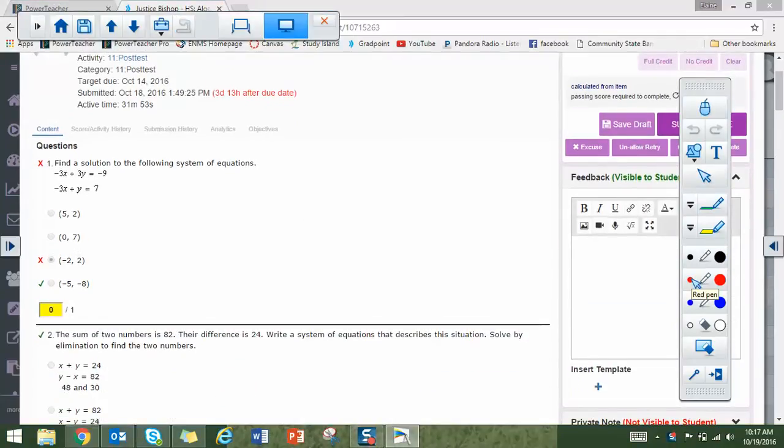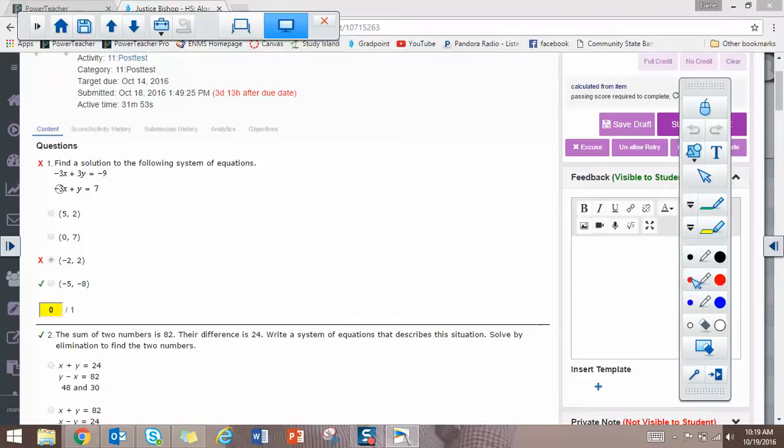So for the first question, it's asking you to find a solution to the system. When you're looking for a solution to a system of equations, there are a couple of different methods. I think that elimination is the easiest. So for elimination, your goal here is to try to get one of these two equations to have the same coefficient but the opposite sign.